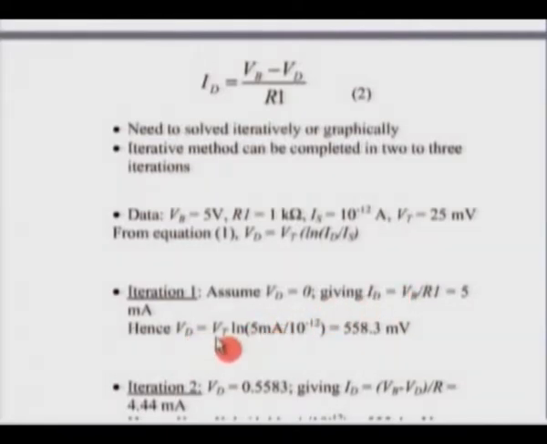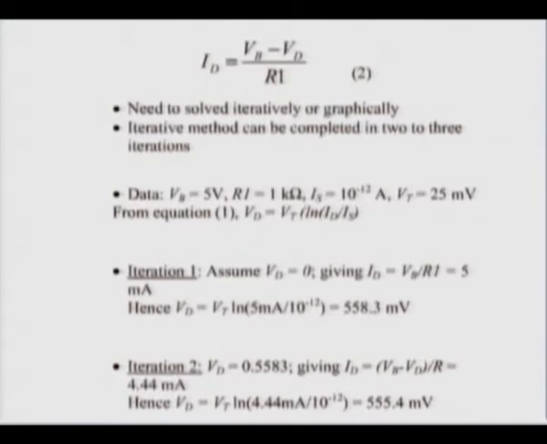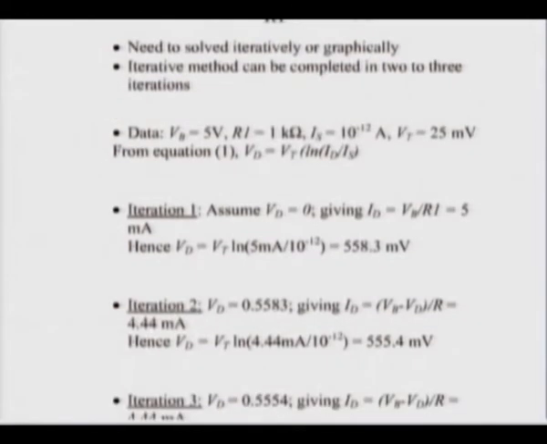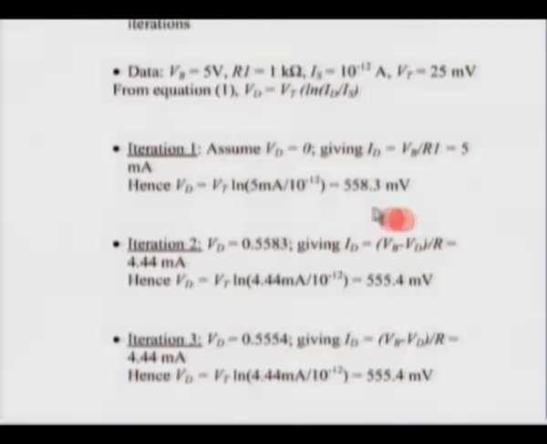Now, you substitute that back into the equation for VD. So VD will be Vt ln of 5 milliamps by IS. This gives you 558.3 millivolts. Now, let us see how quickly the equations converge, and that shows the beauty of this method. In the second iteration, you use this voltage as the diode voltage and recalculate ID as (VB minus VD) by R. Substituting VD as 0.5583, you get the current to be 4.44 milliamps. Earlier the current was 5 milliamps, now it has become 4.44.